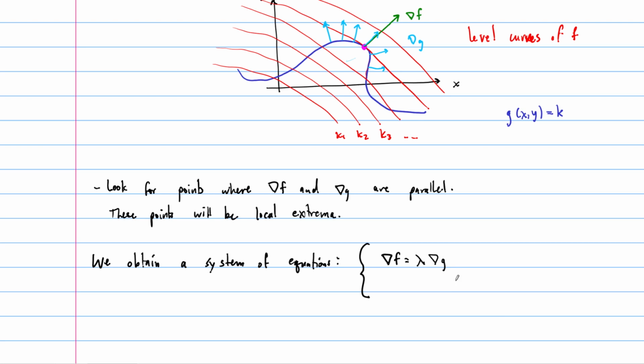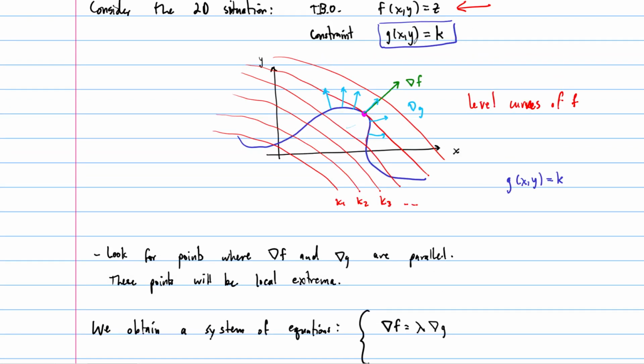All right, so this actually is part of the equation, part of the system. The other equation is the constraint, because we need to make sure that our g is constrained to the one level curve, not the other.